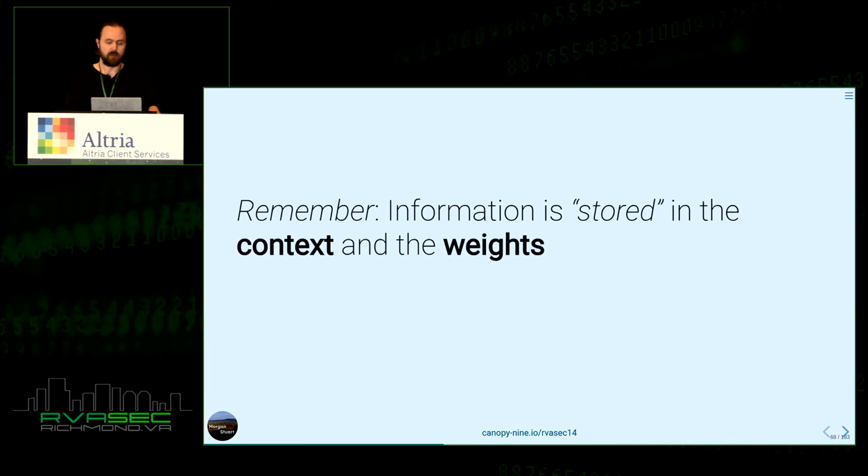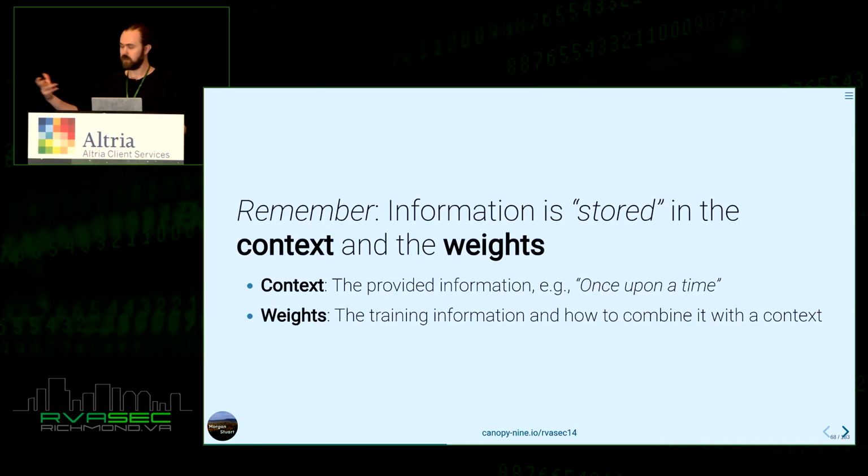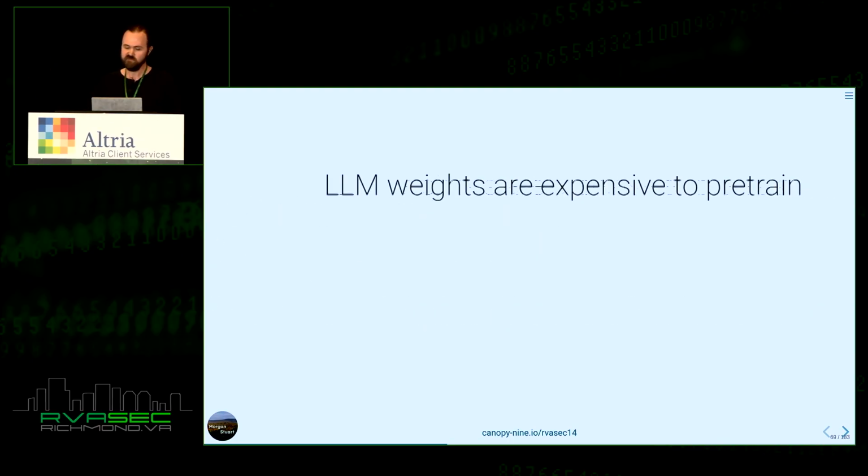So remember, information is stored in the weights, but also in the context. The context is the information we provided, and the weights are what we pre-trained. Taking those together, we get our outputs. So the context really conditions the generation that the weights are able to produce.